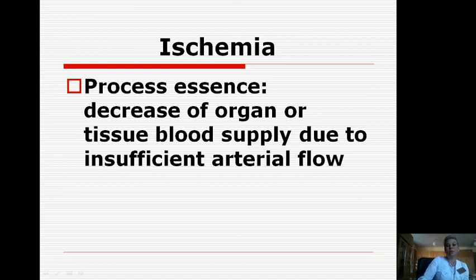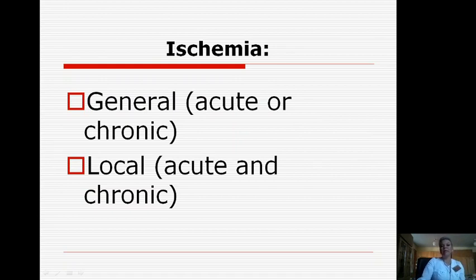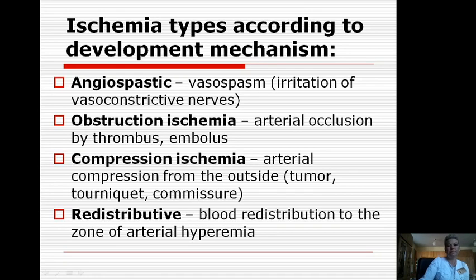What is ischemia? We talked about hyperemia and, in contrast, ischemia. What is the process? It's a decrease of organ or tissue blood supply due to insufficient arterial flow. Ischemia can be general, acute and chronic, and local, acute and chronic. General ischemia means anemia. We will talk about it in the blood diseases. Now we will talk about only the local type of ischemia, acute and chronic.